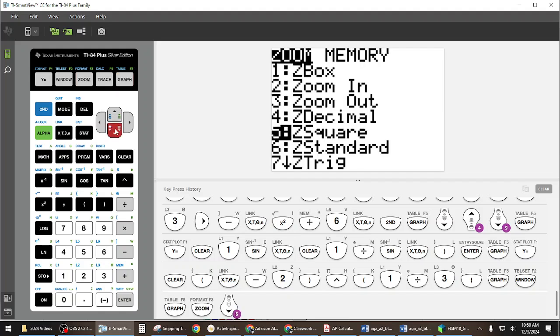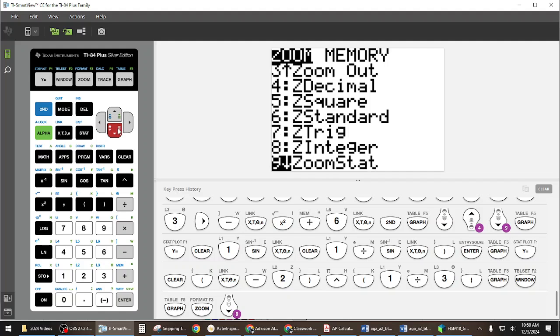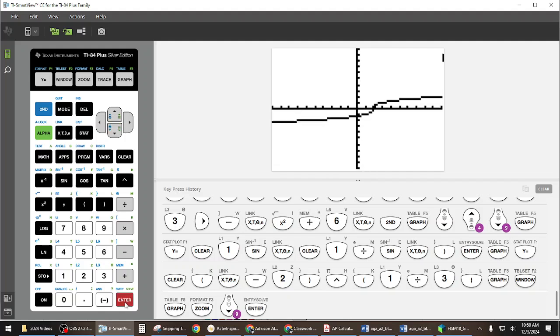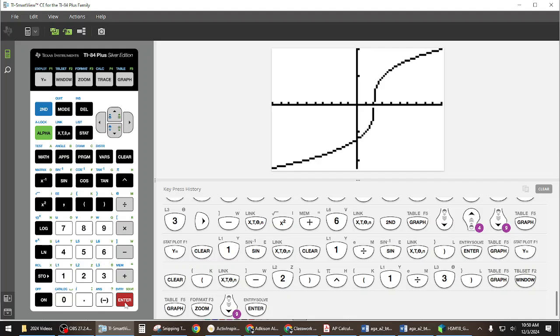I should be using our other calculator. Honestly, it's just better. Yeah, there's that vertical looking slope.